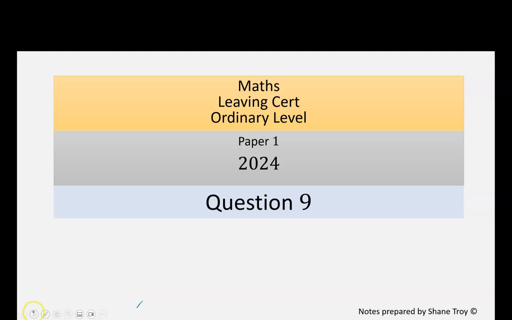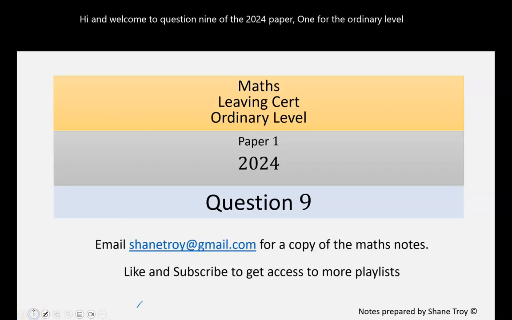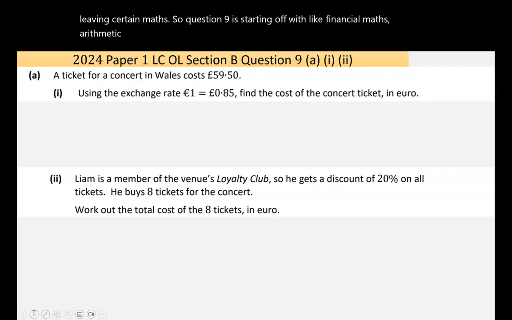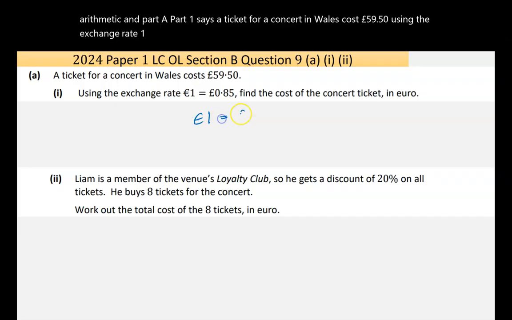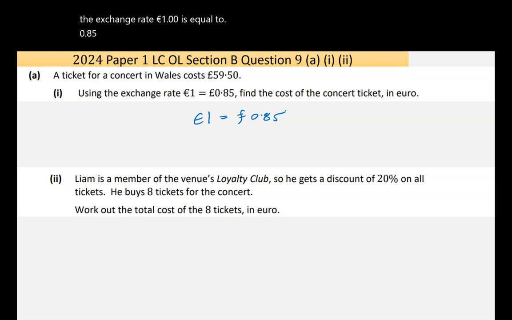Hi, and welcome to question 9 of the 2024 paper 1 for the ordinary level Leaving Cert Maths. So question 9 is starting off with financial maths, arithmetic, and part 1 says a ticket for a concert in Wales costs £59.50. Using the exchange rate, €1 is equal to 0.85 pence. Find the cost of the ticket in euro.